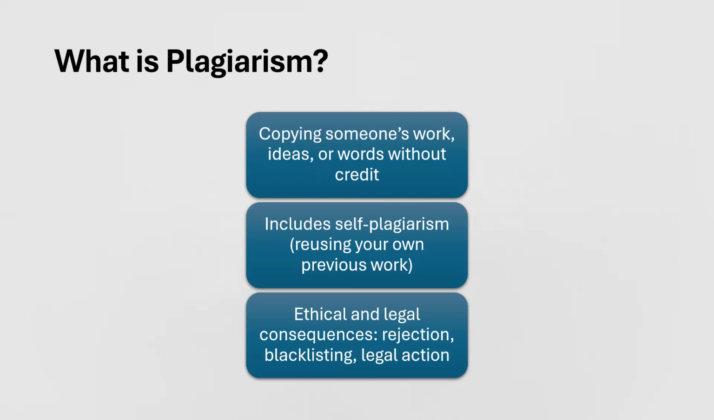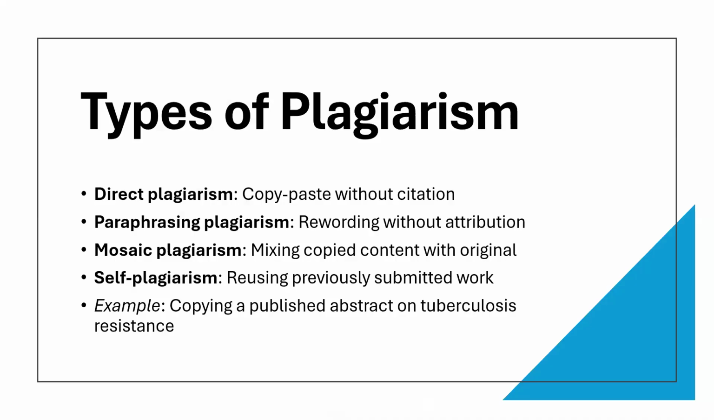The first thing is the rejection of the articles and the blacklisting of the particular researcher from different journals or societies, and legal action against the researcher. So you have to avoid all these things. Now we will discuss the types of plagiarism. What are the different types of plagiarism?